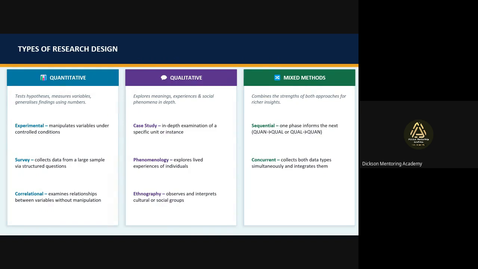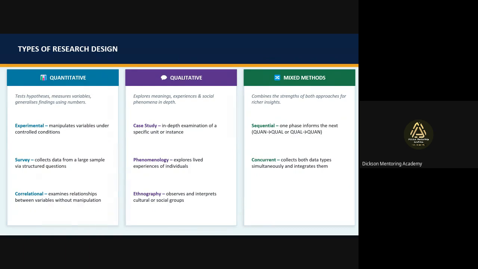So what are the types? We have experimental design. This manipulates variables under controlled conditions. So you manipulate the variables and you test causes and effects. An example of such design is, does X intervention improve outcome of Y? Here you have to manipulate the variables under controlled conditions. And it is an example of experimental design.